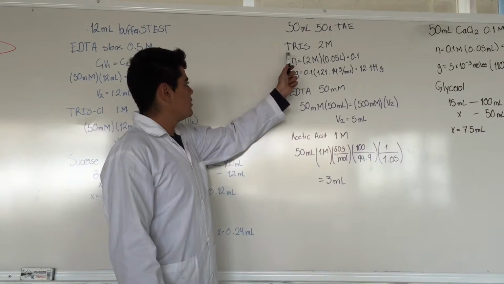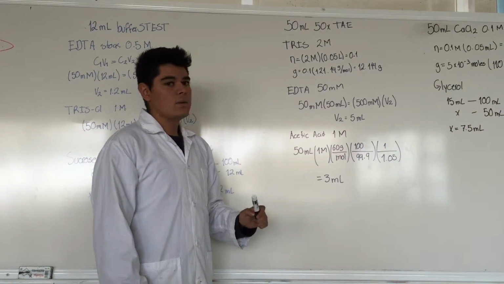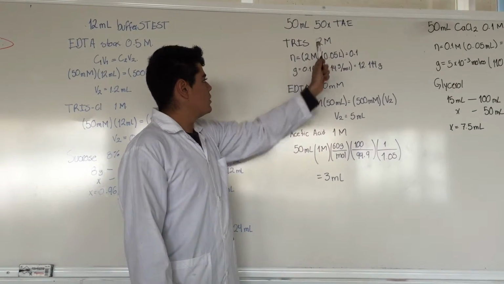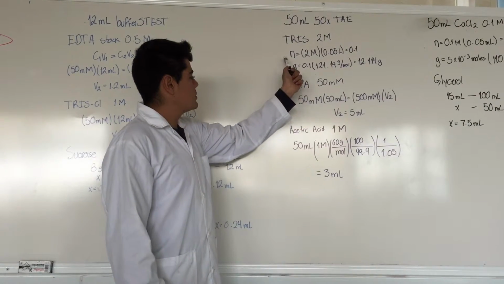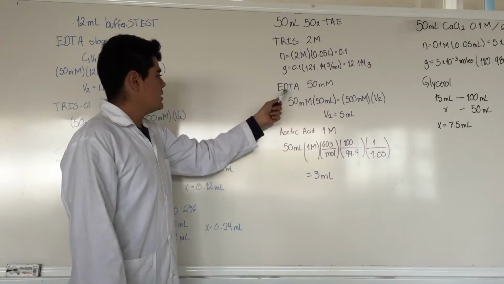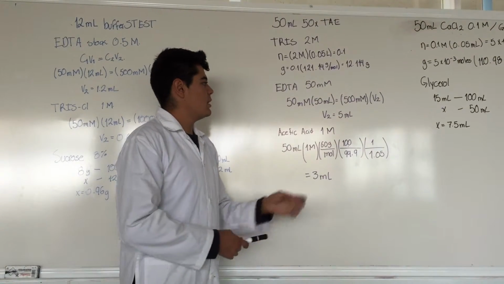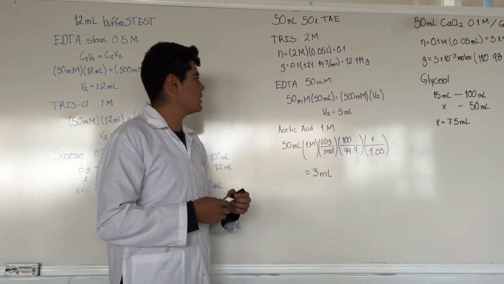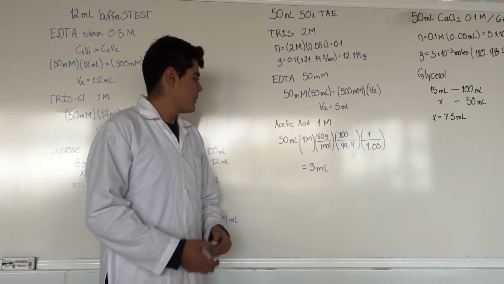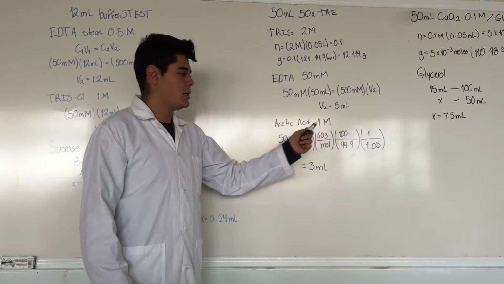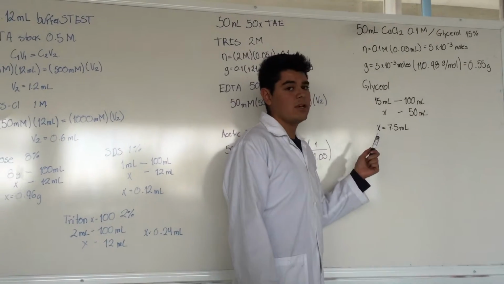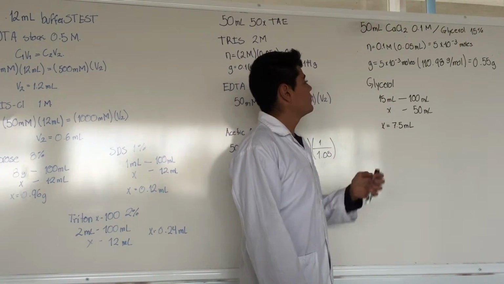We use the Tris, and we want to obtain 2 molar Tris. So we obtain the number of moles. CTAB, we also use a solution in stock. With the acetic acid, we want to obtain a 1 molar acetic acid solution. Solution of 50 milliliters of calcium chloride.